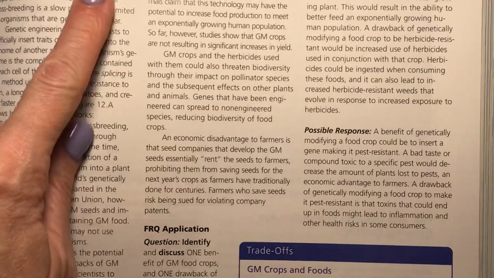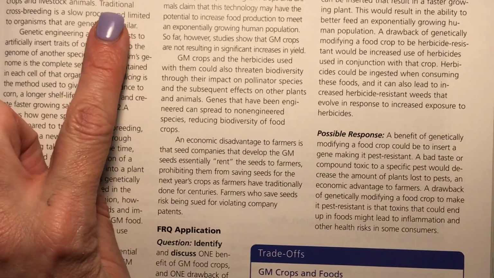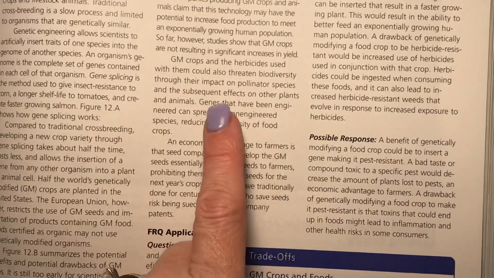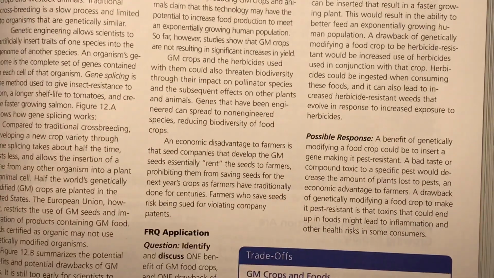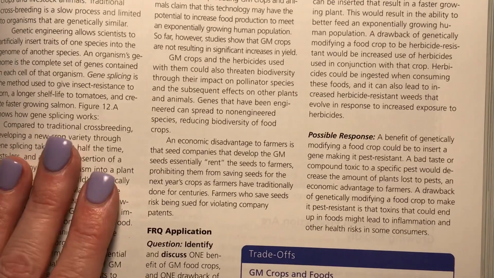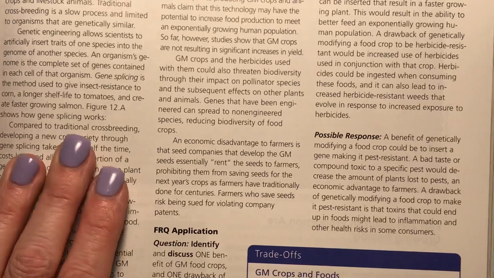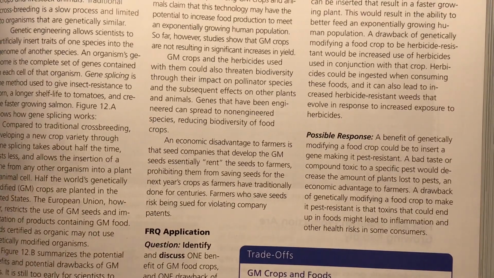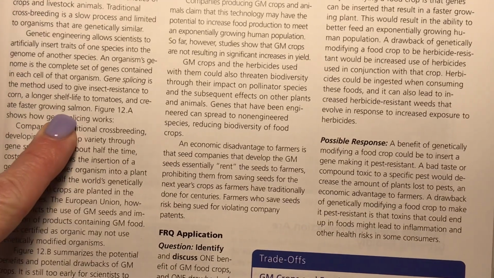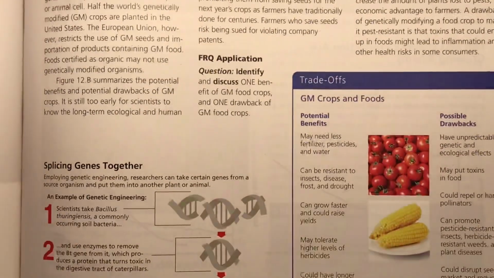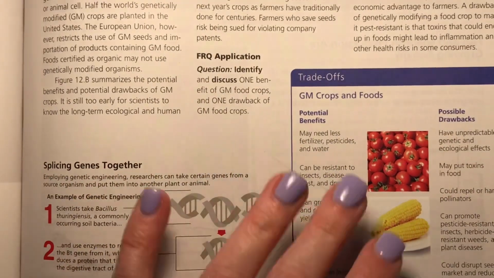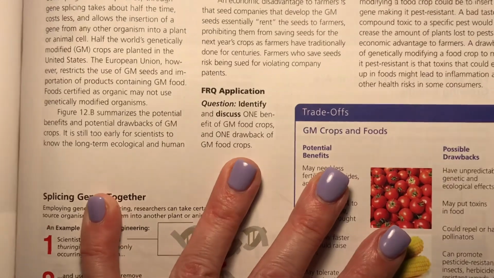And then let's see what else. Animals. And the other one is again where you can spray it and it's not going to be an issue. So yeah, pretty much this entire page is going to be really important for you. Definitely know, like I said, this Bt gene that can be inserted so that organisms can create their own pesticide.